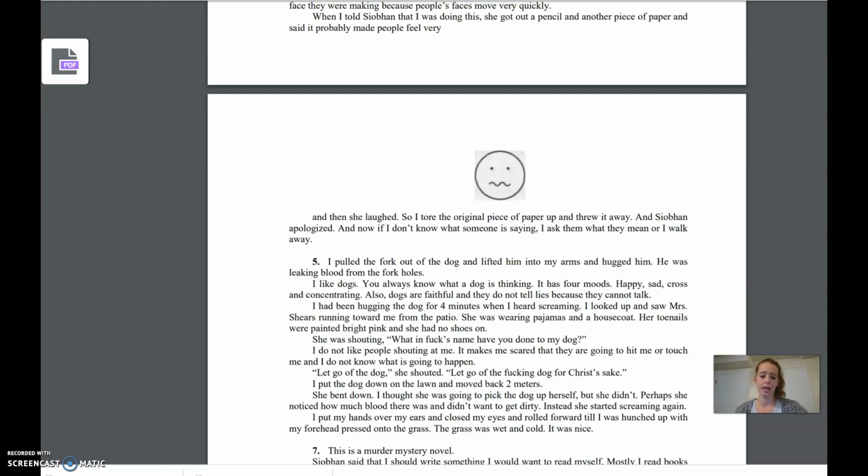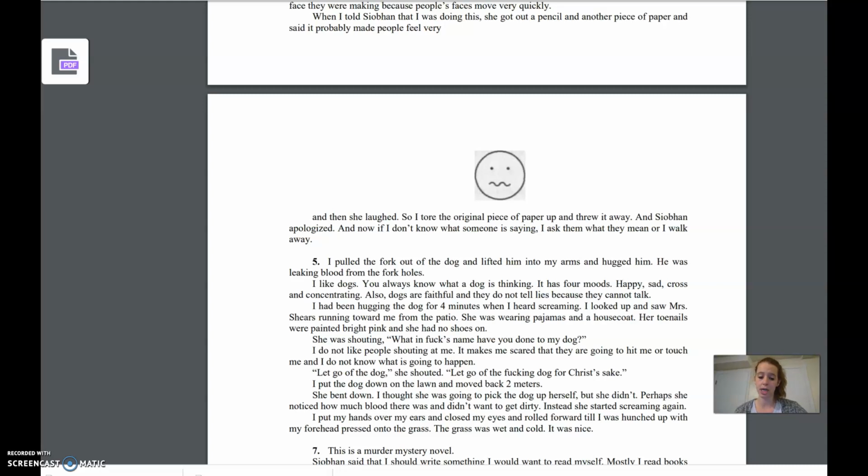I had been hugging the dog for 4 minutes when I heard screaming. I looked up and saw Mrs. Shears running toward me from the patio. She was wearing pajamas and a housecoat. Her toenails were painted bright pink, and she had no shoes on. She was shouting, "What in F's name have you done to my dog?"